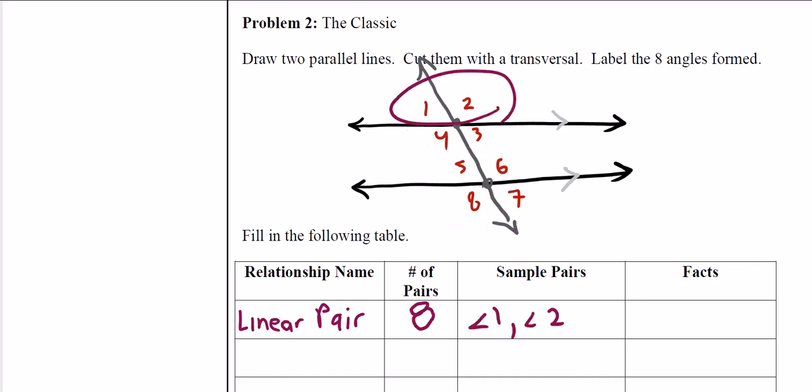In this case, let's count angle 1 and 2 as our sample pair. We should know at this point, based on the linear pair postulate, that linear pairs are supplementary. So we know that whatever angle 1 and angle 2 are, they're going to add up to 180 degrees.